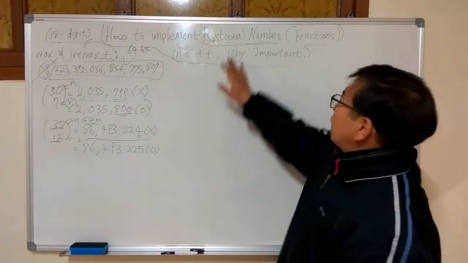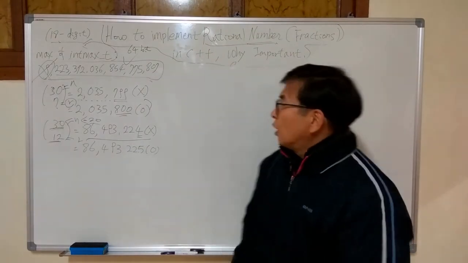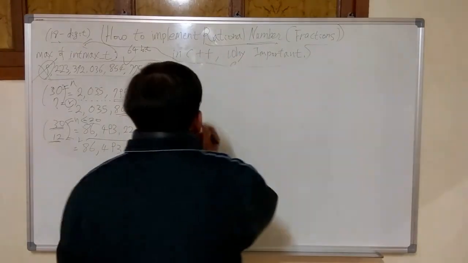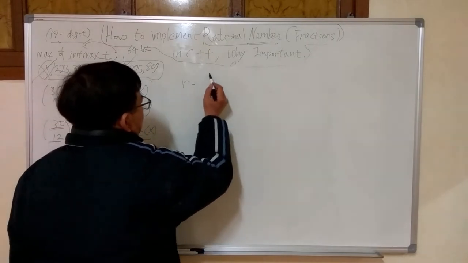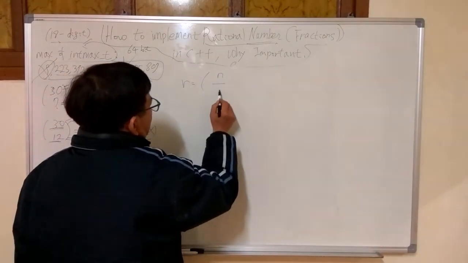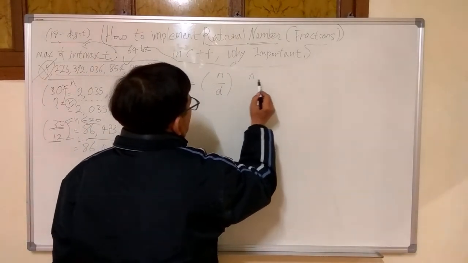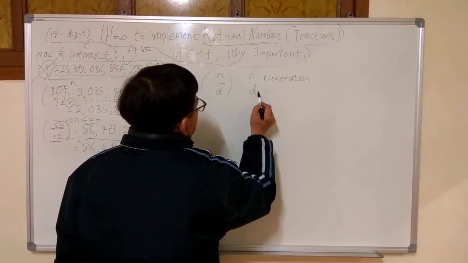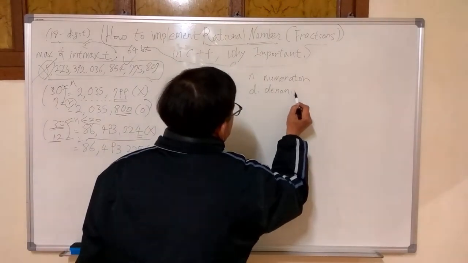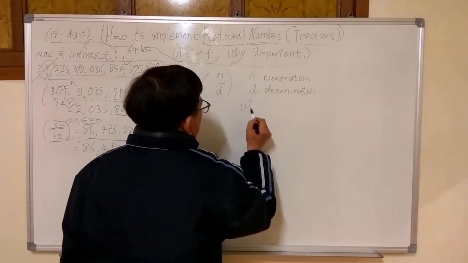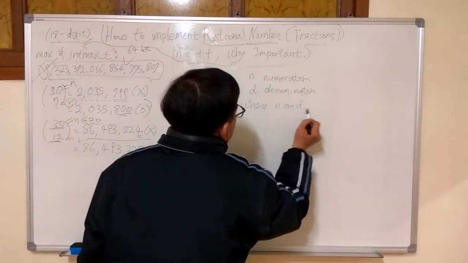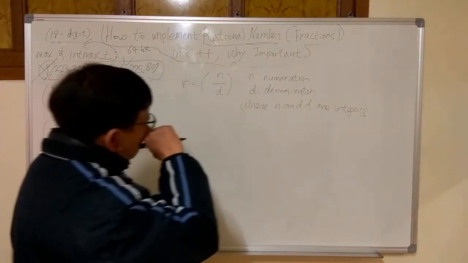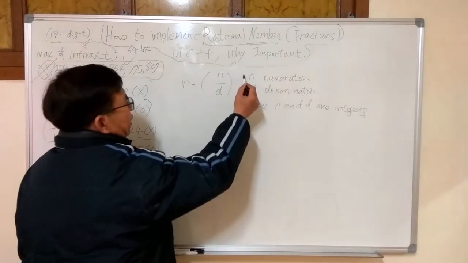Before we implement rational numbers, I will give you some background information. I need to define some terms to explain rational numbers. We let a rational number be R. It is composed of two numbers, n over d, where n is called the numerator and d is called the denominator, where, of course, n and d are integers. Okay, we define numerator and denominator.